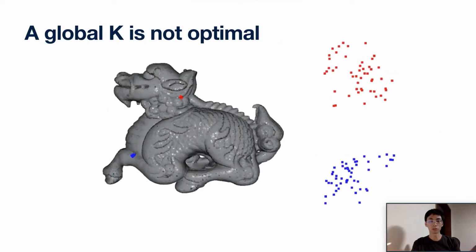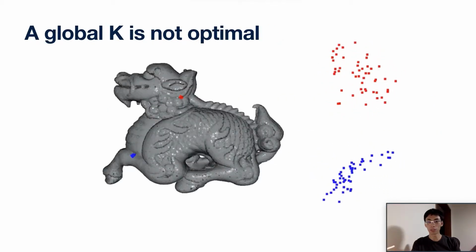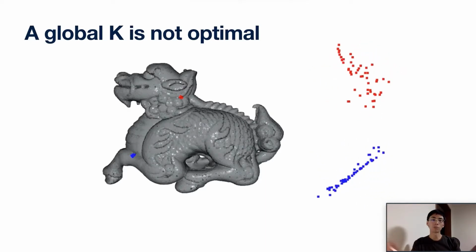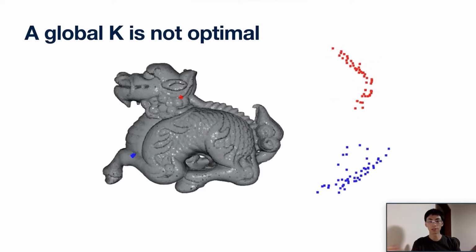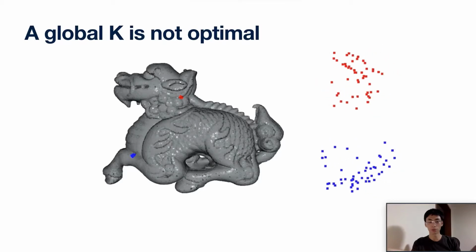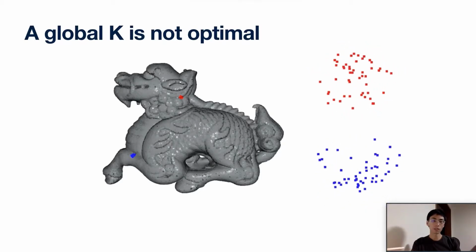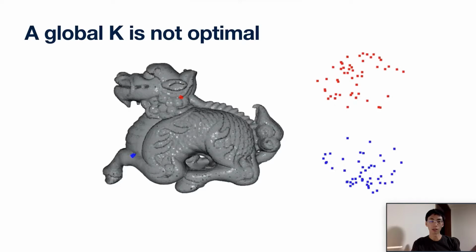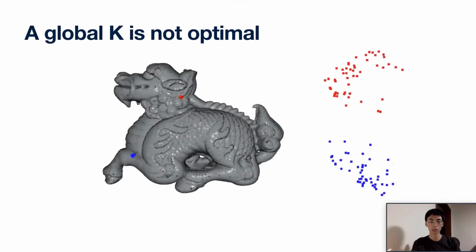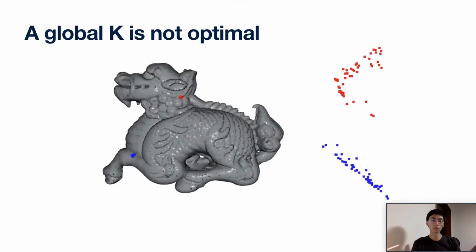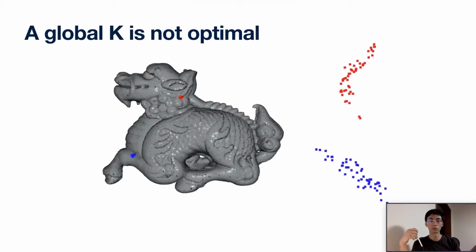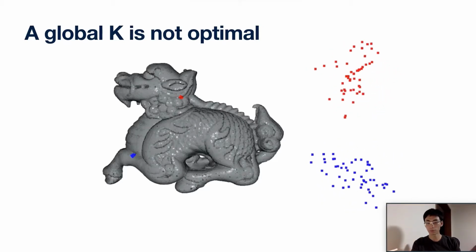So, for example, this is a real point cloud in the PCPNet test set. It's obvious that the red patch contains an edge and the blue patch is almost flat. That means it's impossible to define a global k for those two patches. We need an algorithm that can adapt to different geometric properties.